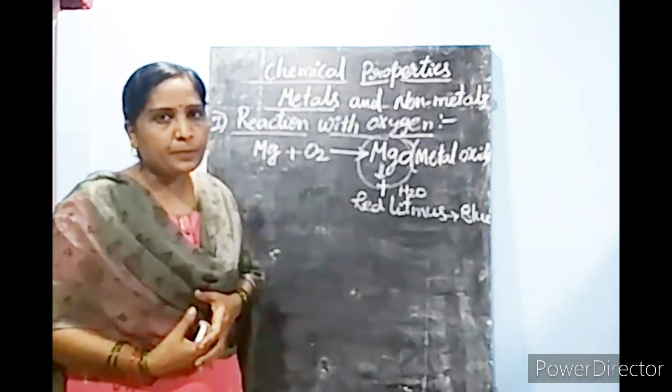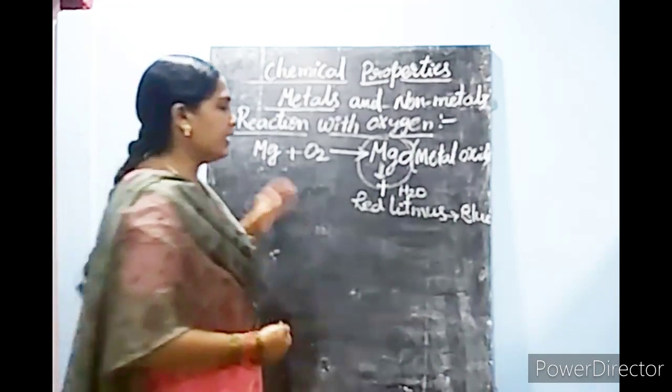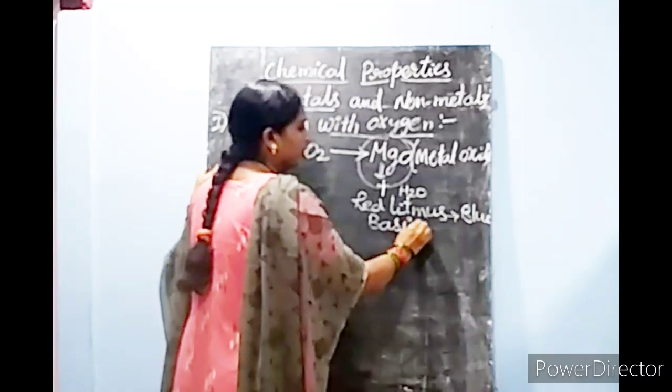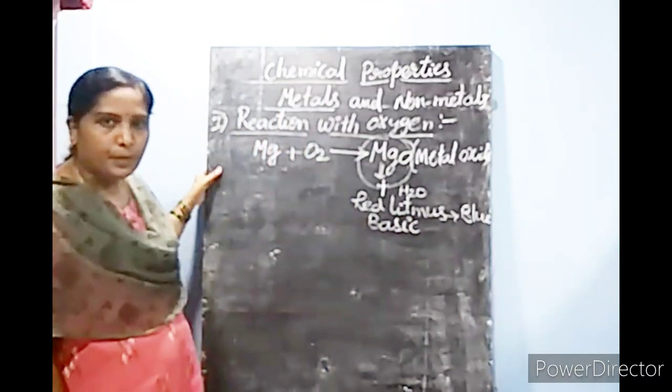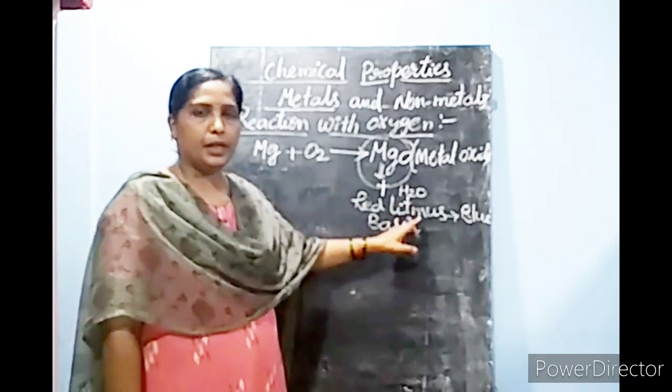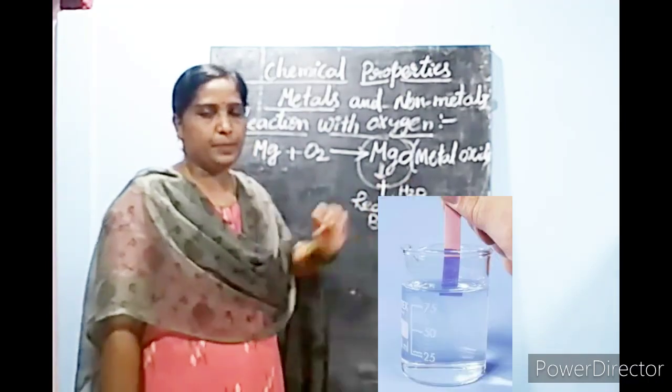That shows the metal oxides are basic in nature. Metal oxides are base in nature. That you can understand by testing with red litmus paper.